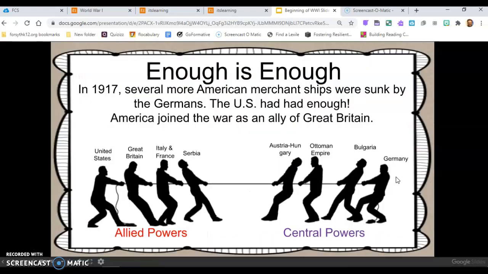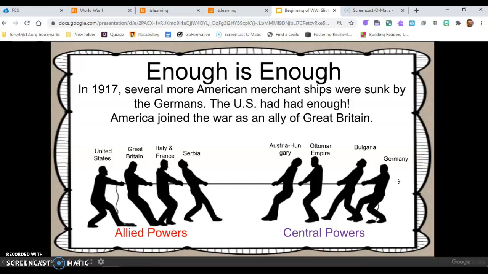And so eventually, after several other merchant ships were sunk and destroyed, the United States said, all right, enough is enough. That is something where we know this is involving us, even though it's on the other side of the ocean. We need to get involved, especially with these merchant ships being sunk and the Lusitania. You have over 100 Americans killed, 1,200 people in the Lusitania. And so the U.S. joined on the side of the Allied powers.